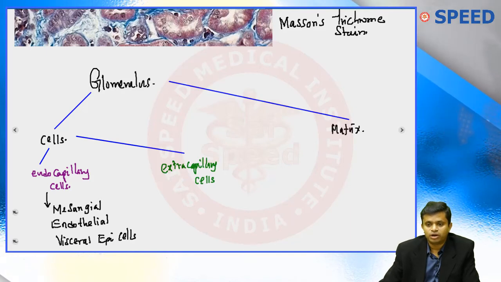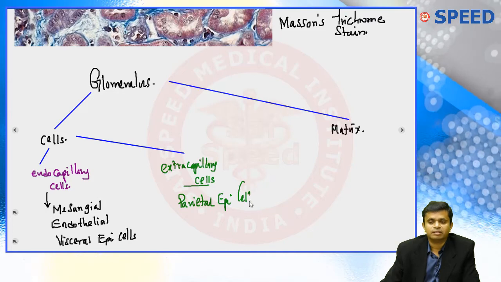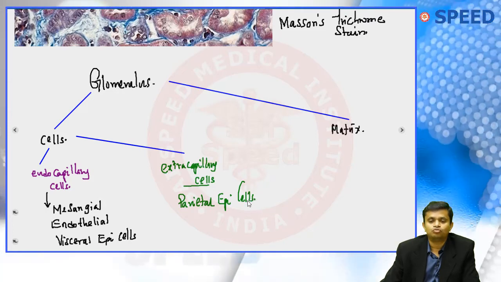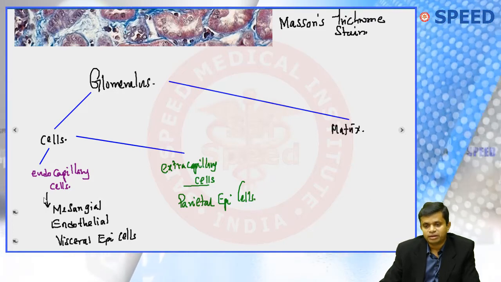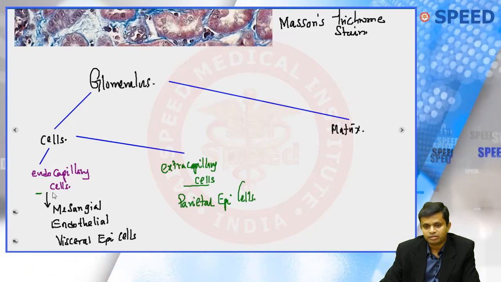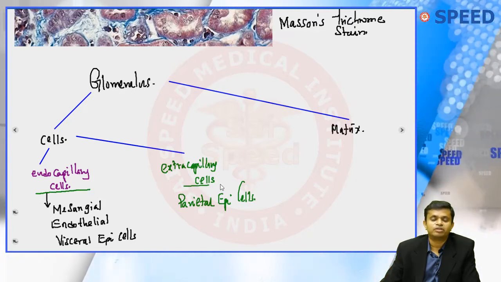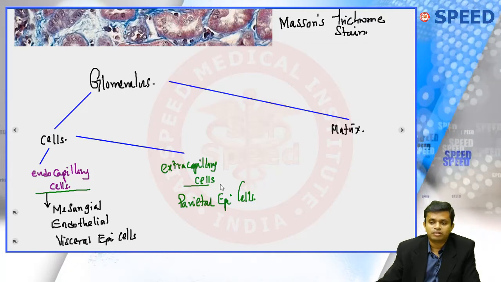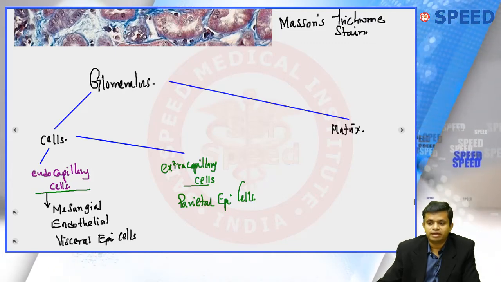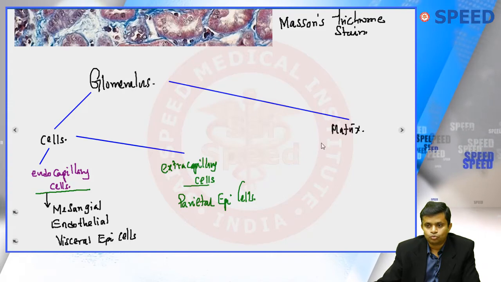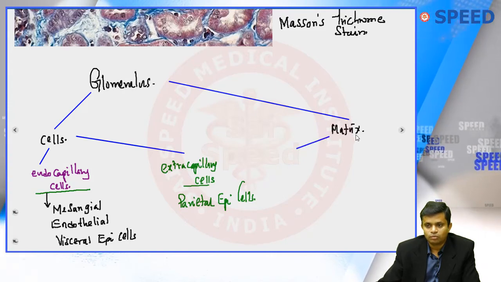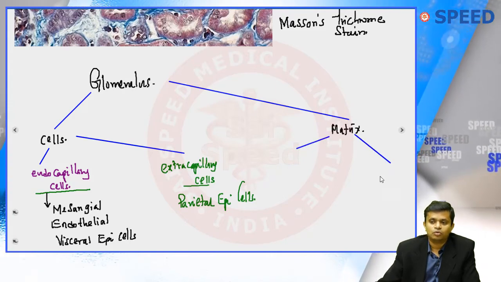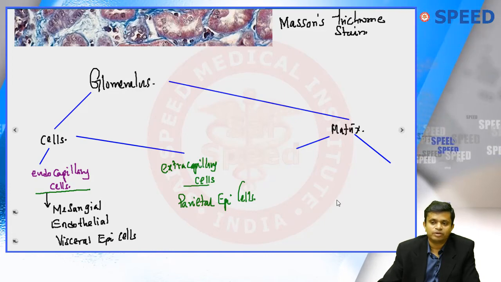Extracapillary cells, we have only one cell here. It is called parietal epithelial cells. So, these are the 2 things I wanted you to know for exam. The endocapillary cells is one, the extracapillary cells. So, I think we have now learned the cells. Now, let us learn the matrix. Matrix is again divided into 2 types. So, now just like cells, 2 types. Now, we will explain what are the types of matrix we have.